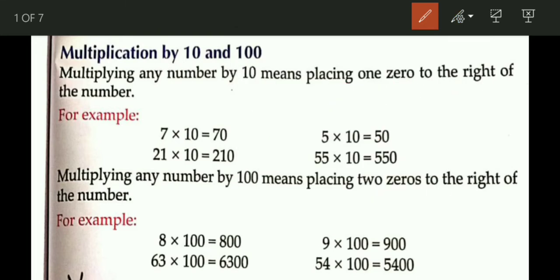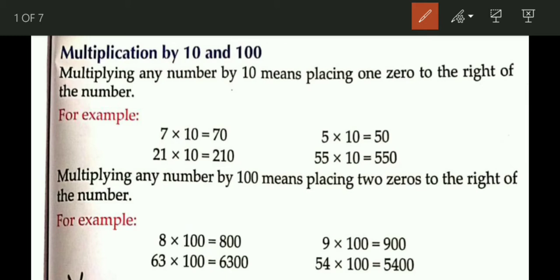Now multiplying any number by 100 means placing 2 zeros at the right of the number. So it is the same thing. When you multiply any number with 10, you will place only 1 zero at the end. So when you multiply any number with 100, that means you will place 2 zeros at the end.